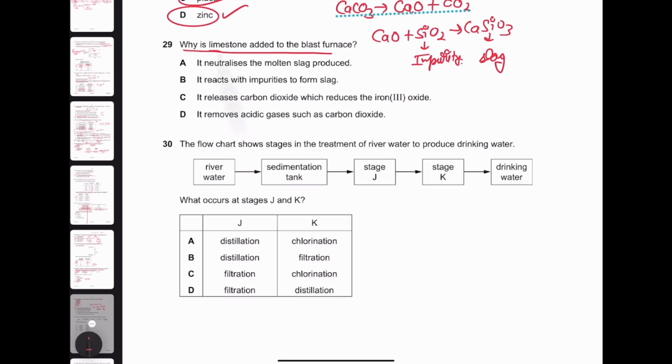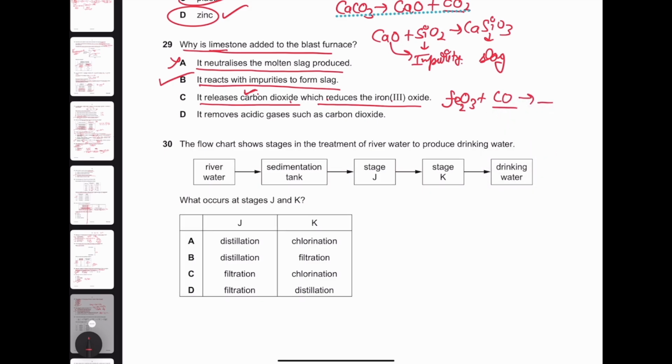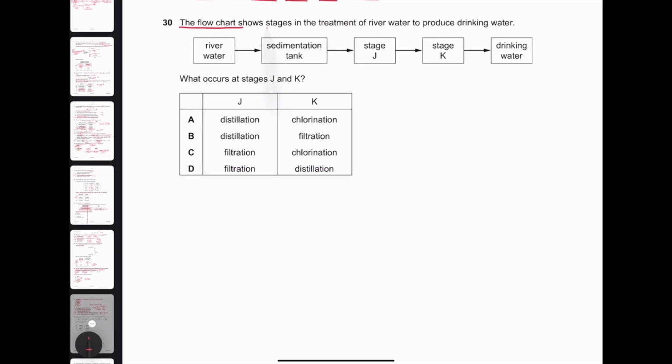So what is this ultimately doing? It is reacting with impurity, right? It neutralizes the molten slag produced. Nope. It reacts with the impurities to form slag. This appears right. It releases CO2, which reduces iron oxide. See, it is releasing CO2. That is true. But does CO2 reduce iron 3 oxide, or is Fe2O3 reduced by carbon monoxide? Check your notes, you will find CO reduces it. It removes acidic gases such as CO2. No. Answer is B.